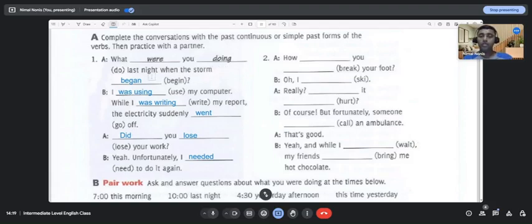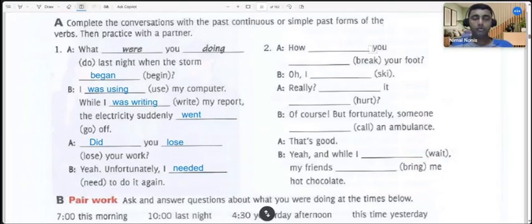What were you doing last night when the storm began? I was using my computer. While I was writing my report, the electricity suddenly went off. Did you lose your work? Yeah, unfortunately, I needed to do it again, because they're asking us to use either simple past tense or past continuous tense. Okay, right. Students, in that way, can you all complete the second exercise and send me the answers in the Google chat?